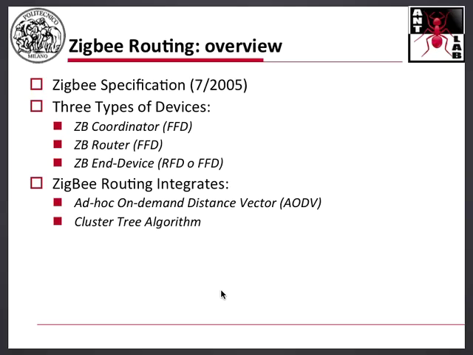So what kind of routing? How is routing managed in ZigBee? We have two flavors of routing, so two protocols which run side by side. The first one, which is the basic protocol, is called the cluster tree algorithm. The second one is the ad hoc on-demand distance vector, which I guess you have already seen somewhere else, right? Do you know AODV? Yes? No?